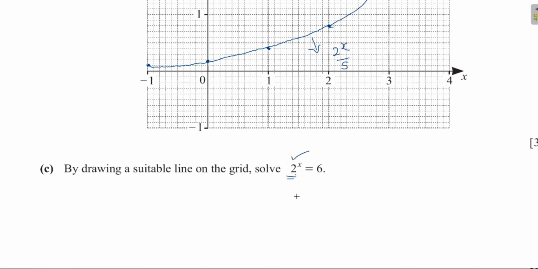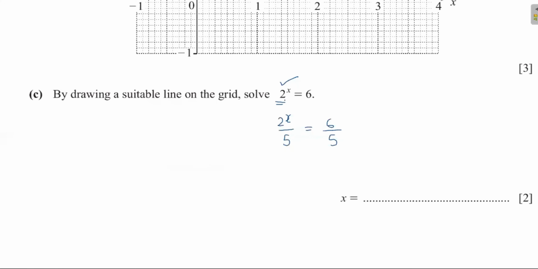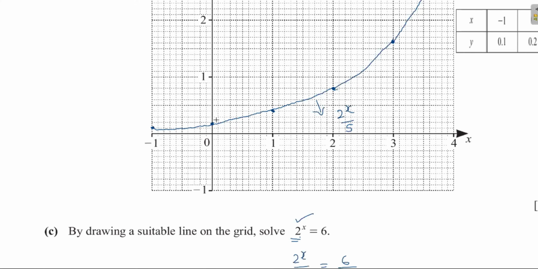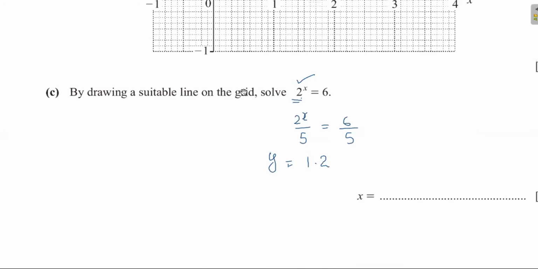Now we make this equation 2 power x over 5, where when we divide on both sides by 5, we get 2 power x over 5 equal to 6 over 5. Now 6 over 5 shows that we have to draw a line on the graph. y equal to 6 over 5 is equal to 1.2. Now we will draw the line y equal to 1.2 in this graph. This is the line y equal to 6 over 5. And both graphs intersect at this point, and this is the solution.